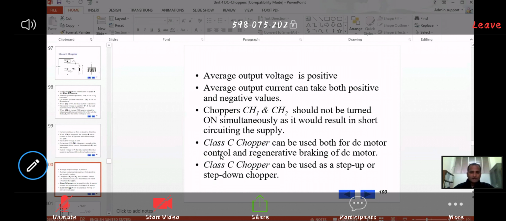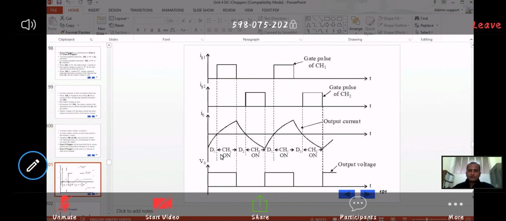You know that the class A chopper is used for DC motor control, and class B is used for regenerative braking of the DC motor. So class C can be used for both DC motor control as well as regenerative braking of the DC motor. And it can be used as a step up or step down chopper. Class A chopper is a step up, step down chopper, and class B is a step up chopper. So class C can be used for both step up and step down. So it means that the class C chopper is better. If you compare with these, it can be used for both step up and step down.